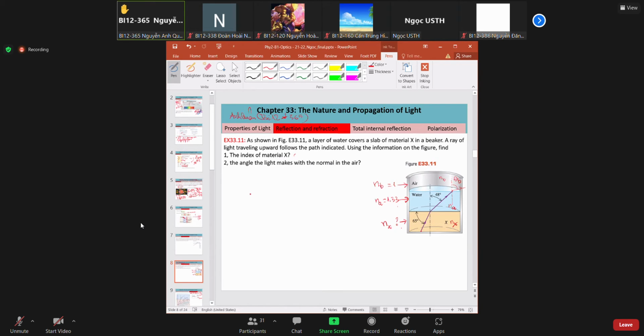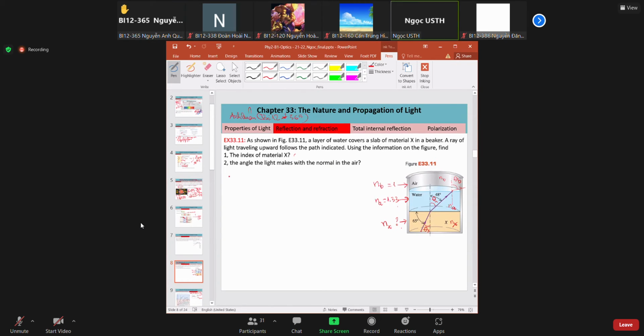Okay, at first, we need to find the incidence angle of X, which is equal to 25 degrees. So I call it theta X. Okay, I can have the name here, maybe theta A, okay? Yes. Okay.